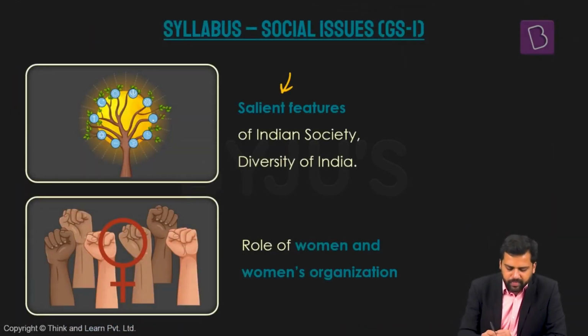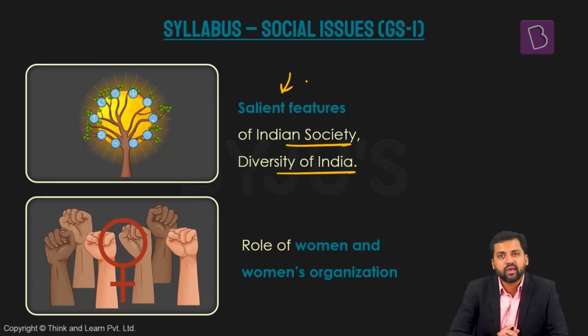The first topic under social issues is salient features of Indian society, diversity of India. Now, the first thing that we are going to discuss here is what is society. Since we have to understand Indian society, the first thing that we need to understand is what is society. Society has been extensively studied. In fact, there is a discipline, sociology, which studies society.